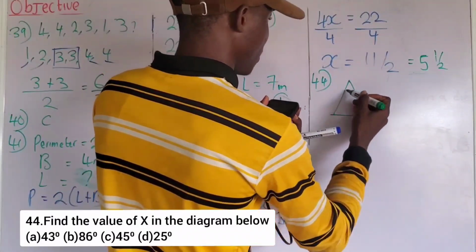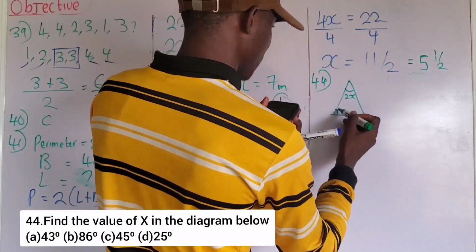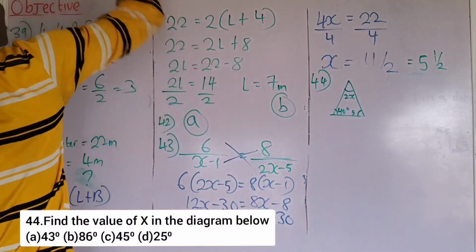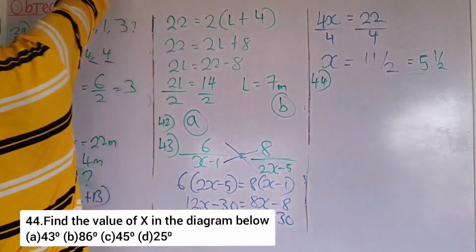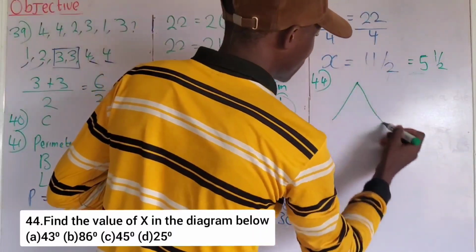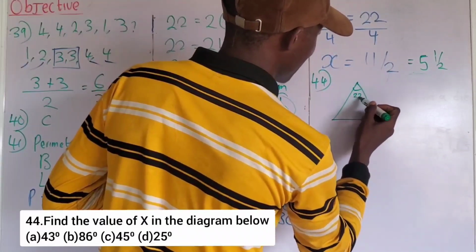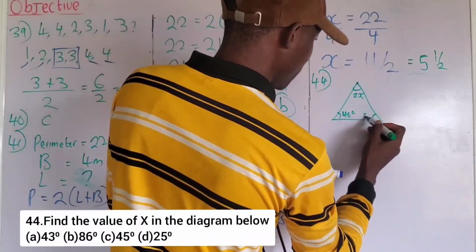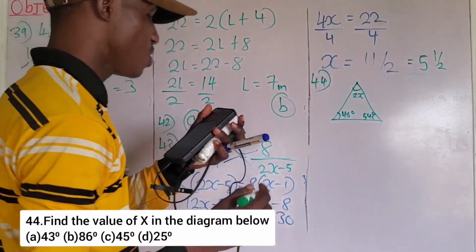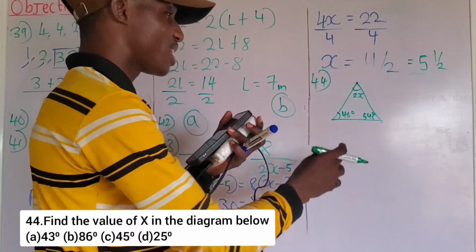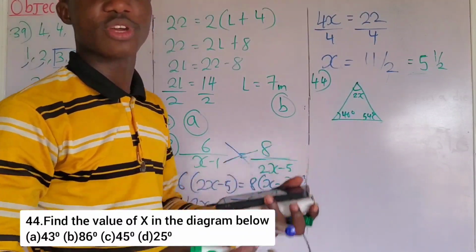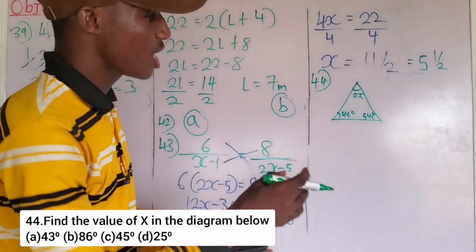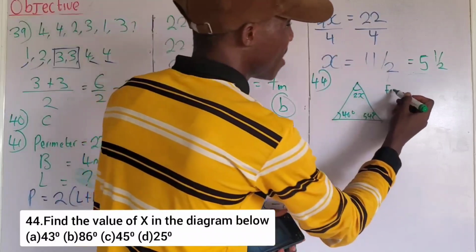Let me draw it out. We have 2x here. We have 40 degrees. Here I have 54 degrees. Let me make it bigger so that you can see. Now, we are asked to find the value of x in the diagram below. They are going to give you a question paper so you can easily access the diagram. I'm solving the question on the board, so you have to pay attention to the board now.